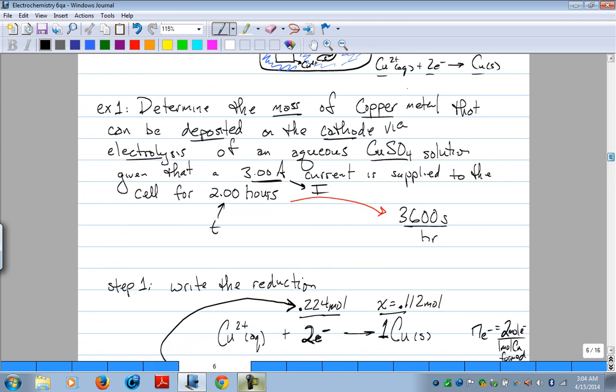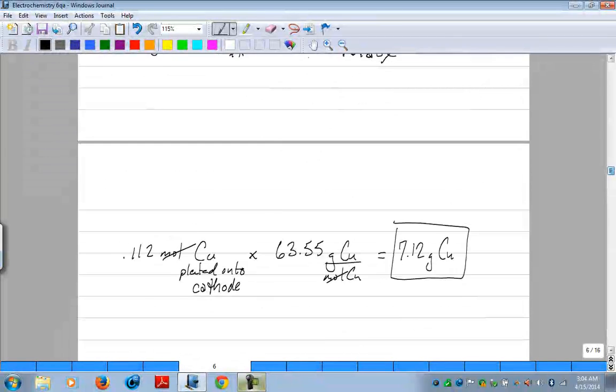So we have to convert that to grams. 0.112 moles of copper plated onto the cathode in the 2 hours with that 3 amp current. Copper is 63.55 grams per mole, so it would be 7.12 grams of copper plated.